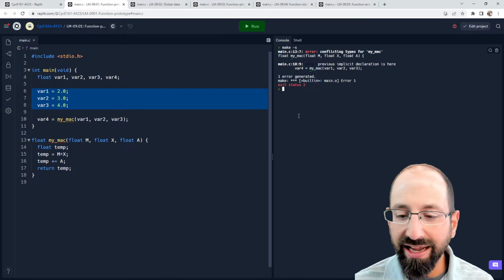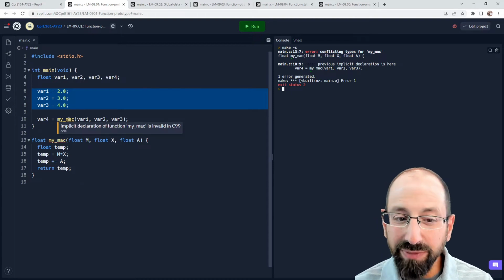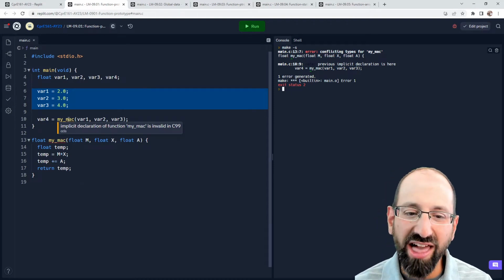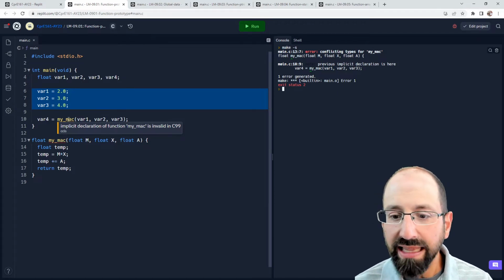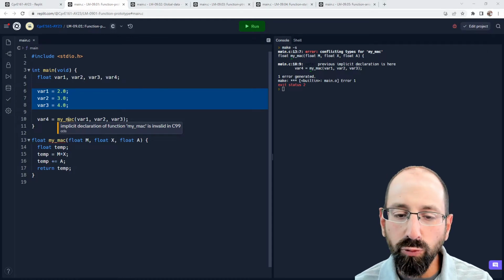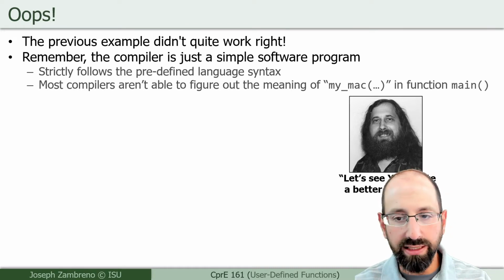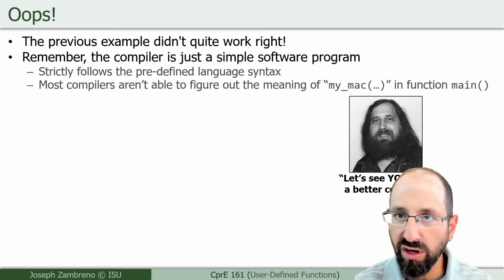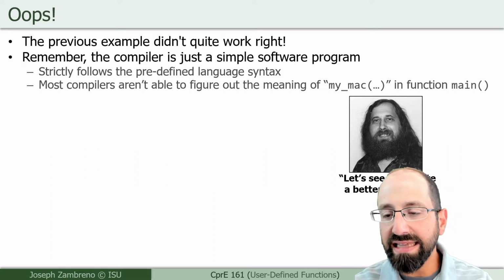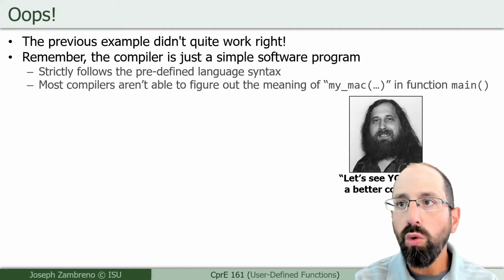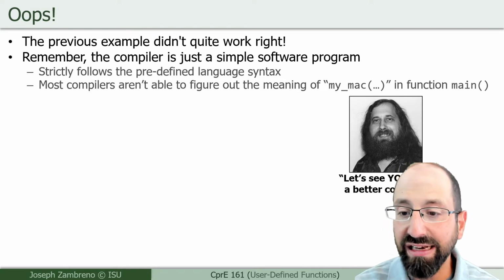Well, we may have already gotten a hint that something might have been the matter, and we could have looked at our IDE here to see implicit declaration of function myMac is invalid in C99. That's not super duper useful, but basically what it's saying here is that when we have declared our function here, the compiler is following the rules of the language. It's just another piece of software itself. And most compilers, and certainly part of the C standard here, is that it doesn't know at compile time what the meaning of that function my_mac is, if it hadn't seen it before.